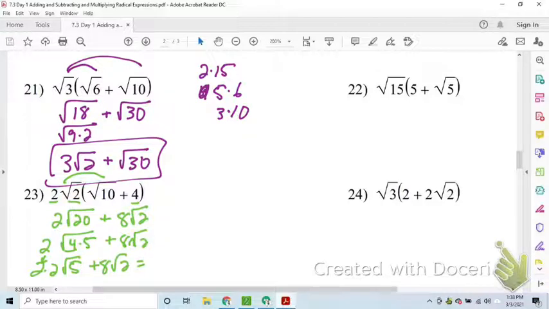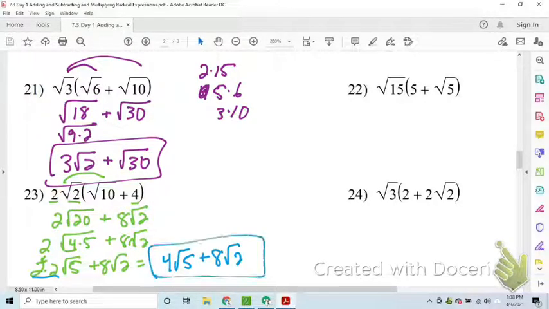So there's one step left, and I'll change my color again just to make sure you can see it. 2 times 2 is 4, so it'll be 4 root 5 plus 8 root 2. Can't combine them any further, can't simplify any further, so you're done.